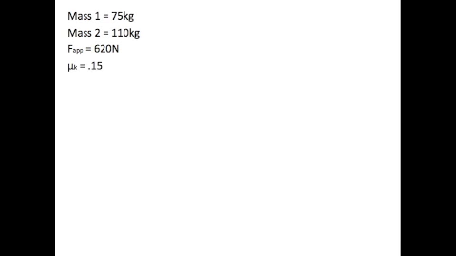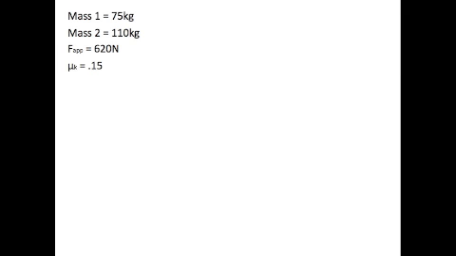So, first off, you need to write the variables that you know. You know the mass of the first box, which is 75 kilograms, the mass of the second, which is 110 kilograms. Then you know the force applied on the first box, which is 620 newtons, and then you know the coefficient of kinetic friction, which is 0.15.